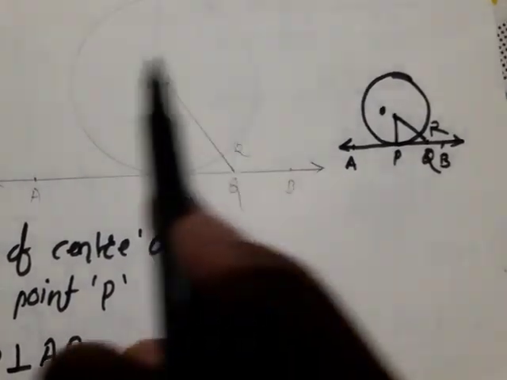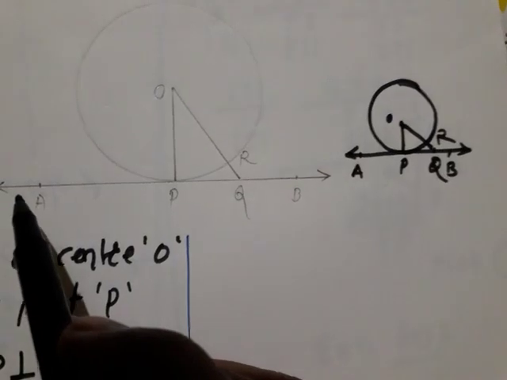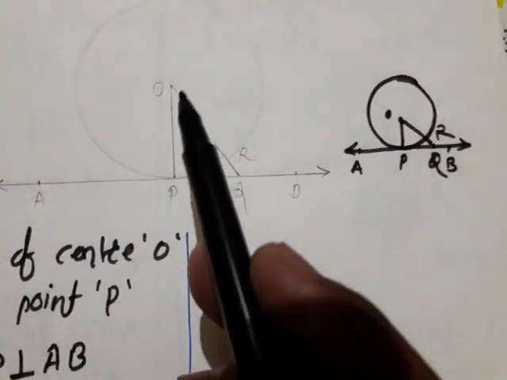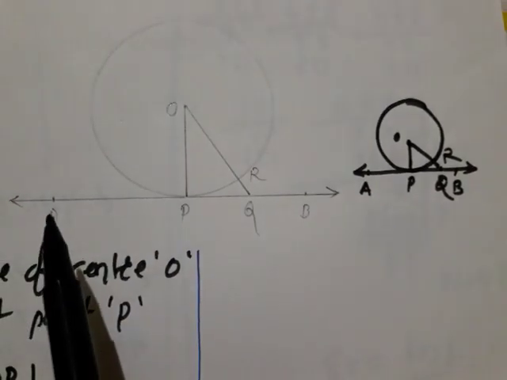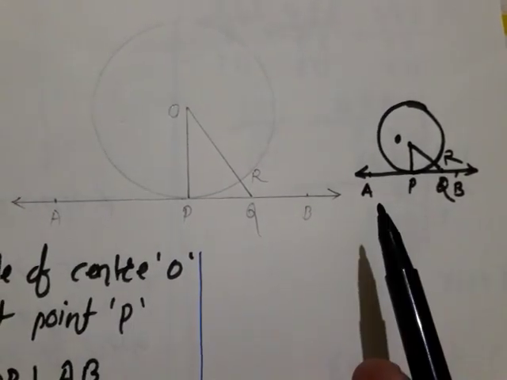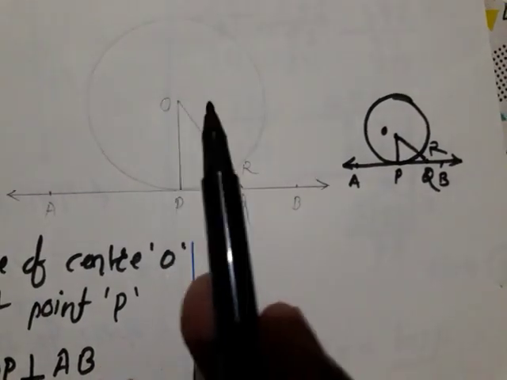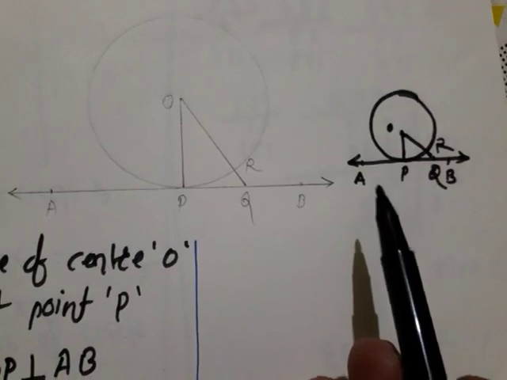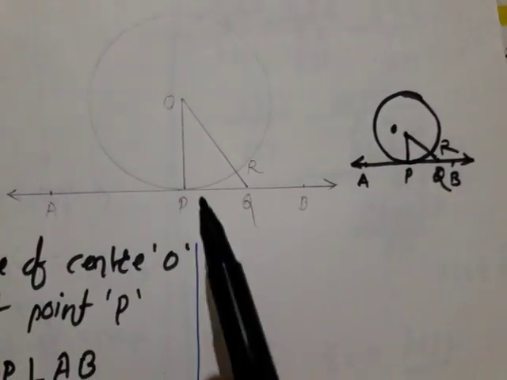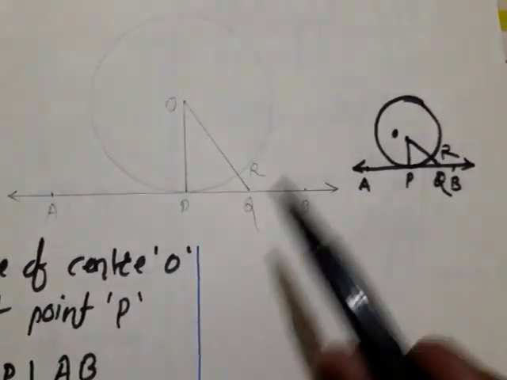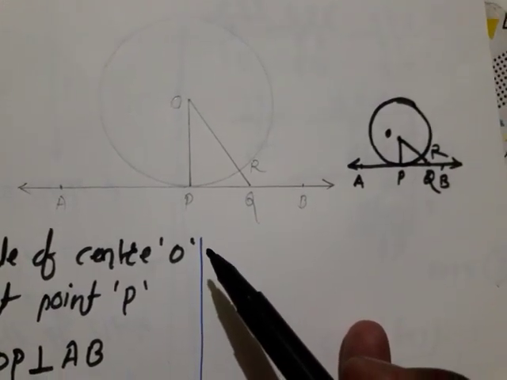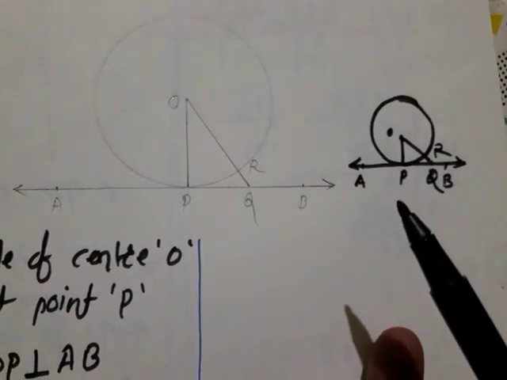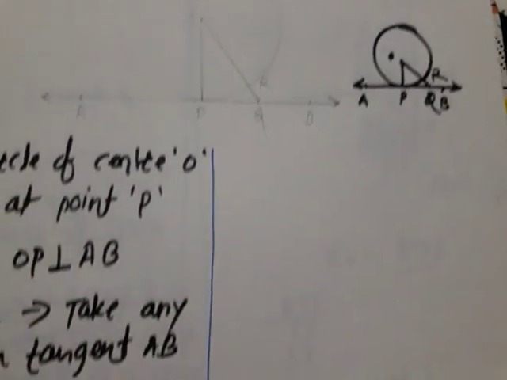But among all those segments, those who are joining to the center, that is point O, and those points present on tangent AB, among all those segments, which is the shortest one? That is perpendicular to the tangent? Among all the segments, which is the shortest one that is perpendicular to the tangent? This is the meaning of this statement.